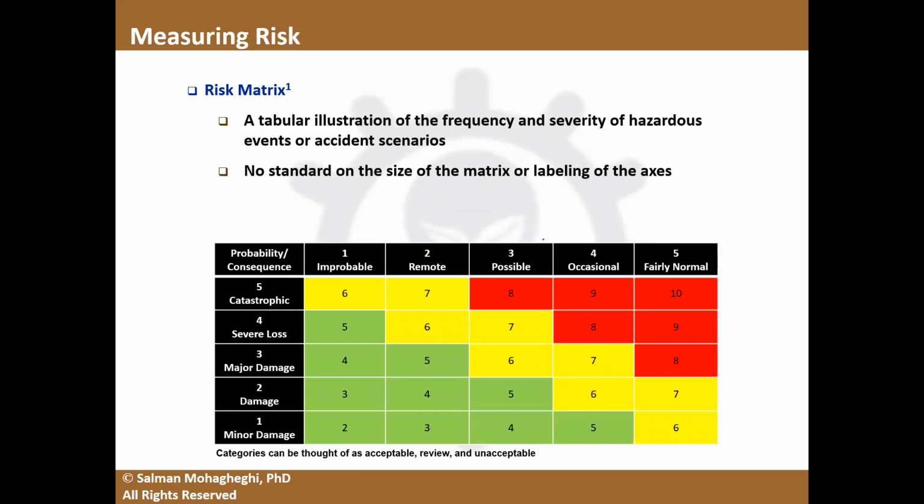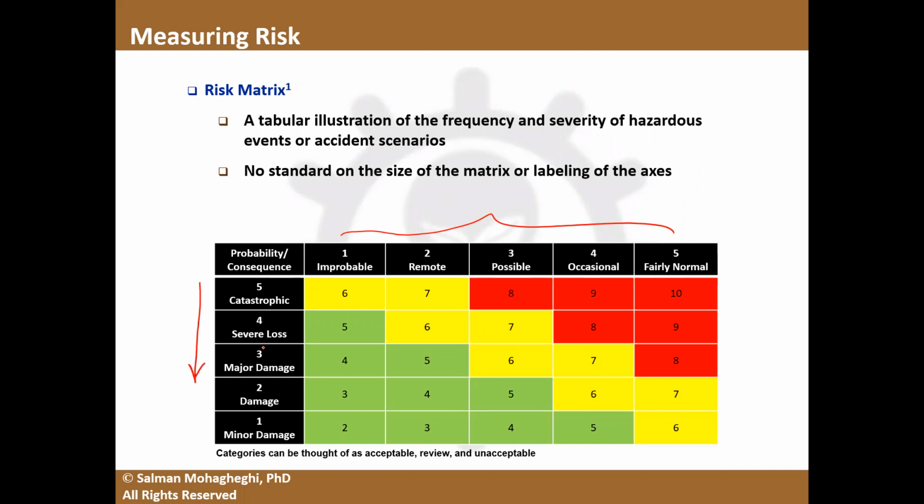We can also use a risk matrix. This is basically a way for us to show risk in a tabular fashion by looking at probability or frequency and consequence or severity. So in this row, we have different probabilities. Events can be improbable, remote, possible, occasional, or fairly normal. And the consequences could be catastrophic, severe, major damage, damage, minor damage.